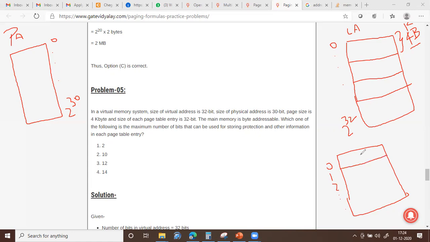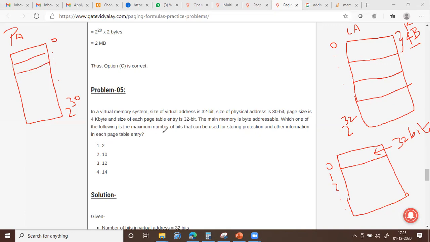Okay, so every entry in the page table is 32 bits. So this is the context. The main memory is byte addressable, that is, in the main memory, each location represents 1 byte.